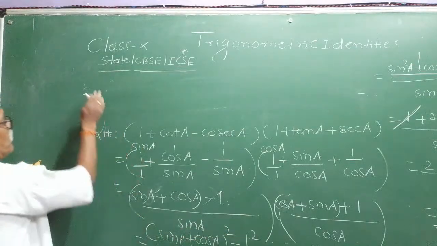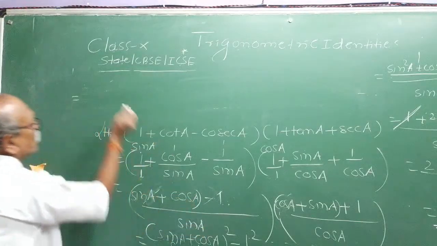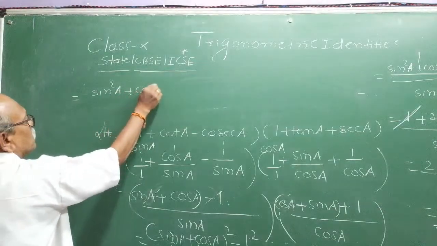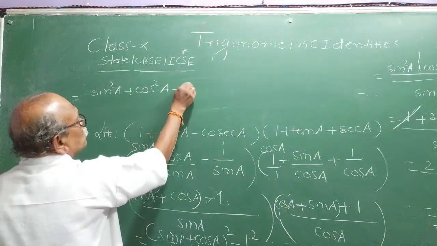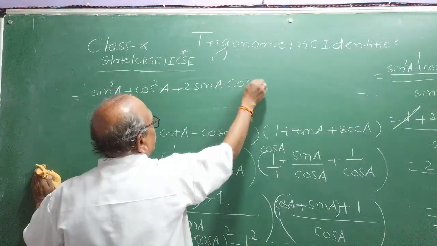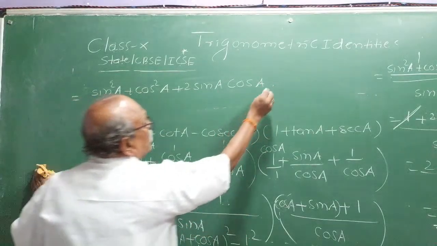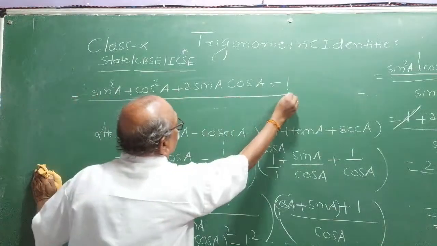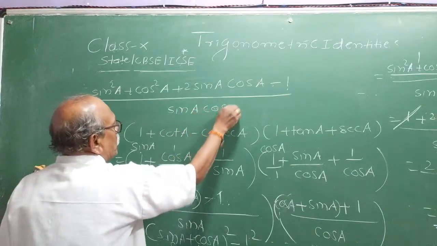Now you just expand sin A plus cos A whole square using A plus B whole square. What do you get? You get sin square A plus cos square A, plus 2 sin A into cos A, plus 2 sin A into cos A in the numerator. Don't forget this minus 1. That will be minus 1. Divided by, already have LCM, which is sin A into cos A.